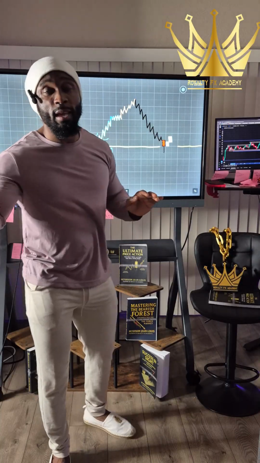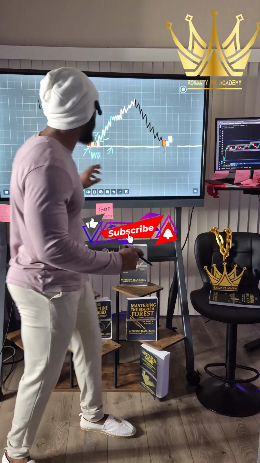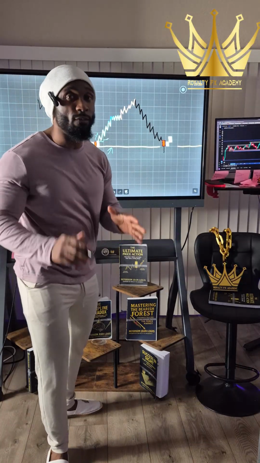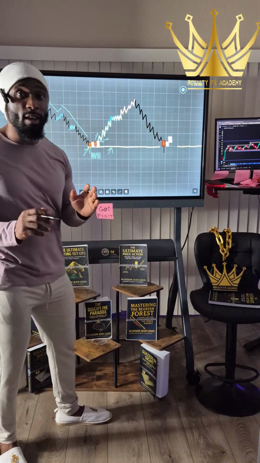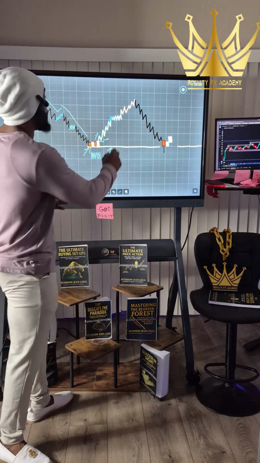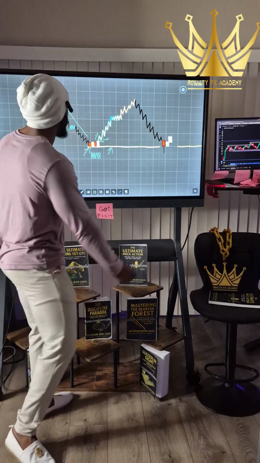We just marked that area. It's just a zone. No need for any names. The reason we place the zone is for when and if the market comes back to that zone. When and if the market comes back to that zone, we're going to look to the left.